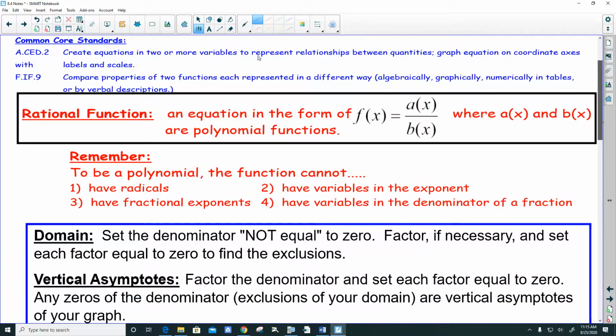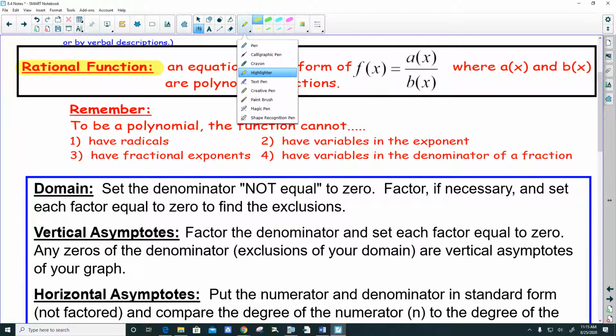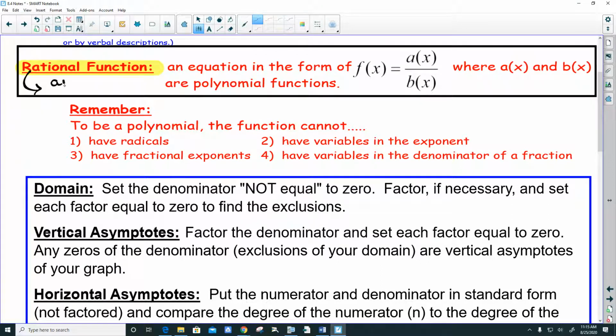And so I first just want to talk with you about what a rational function is, so that you can easily identify these just by looking at an equation. A rational function is an equation that has, we'll say, an x in the denominator. So a rational function is an equation where you notice there's a fraction, and then there's also a variable, an x, in the denominator.